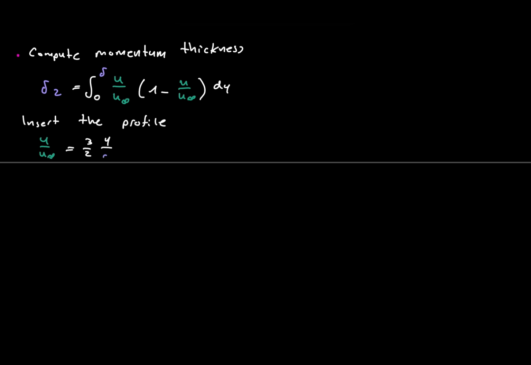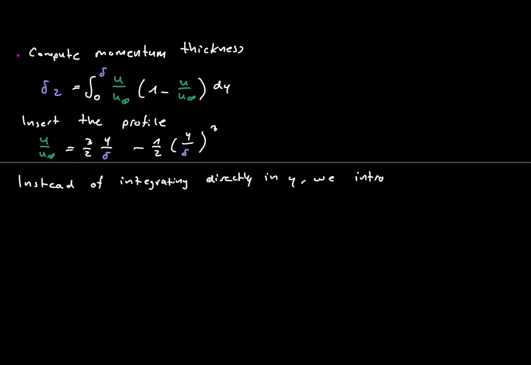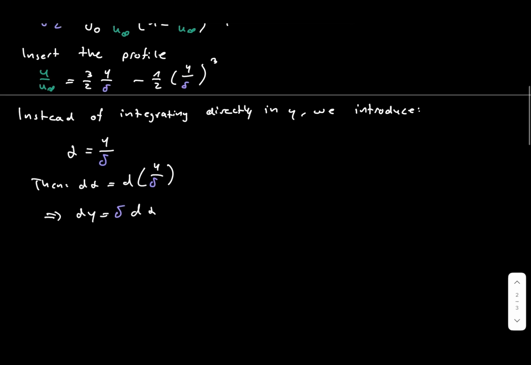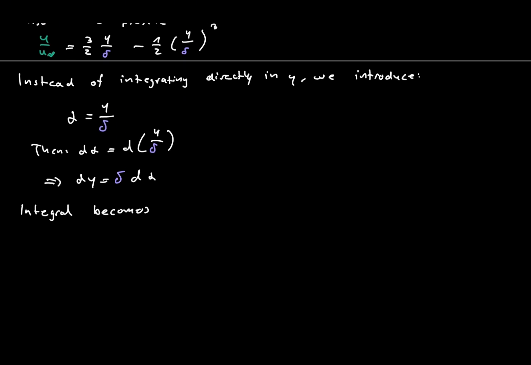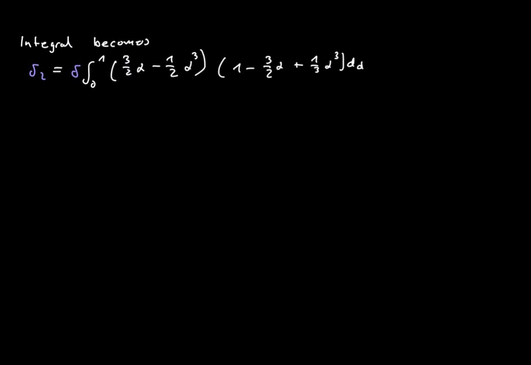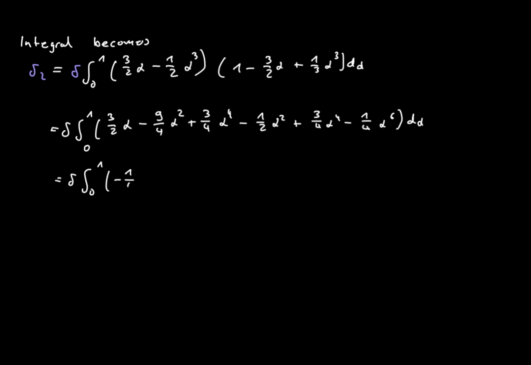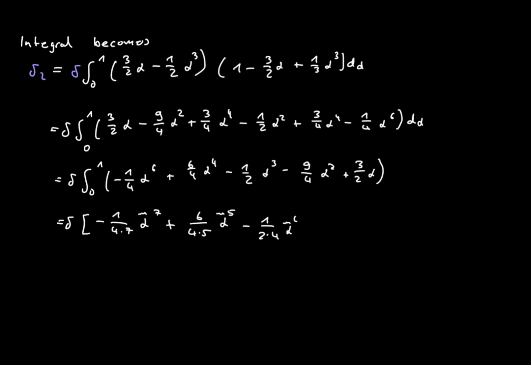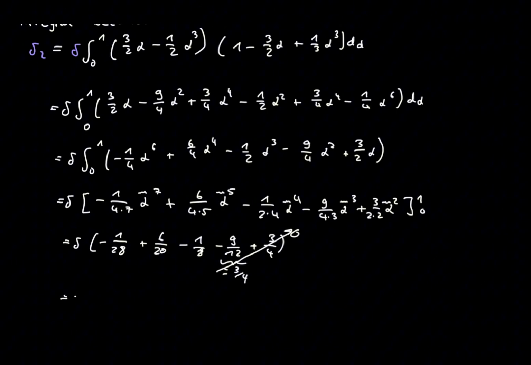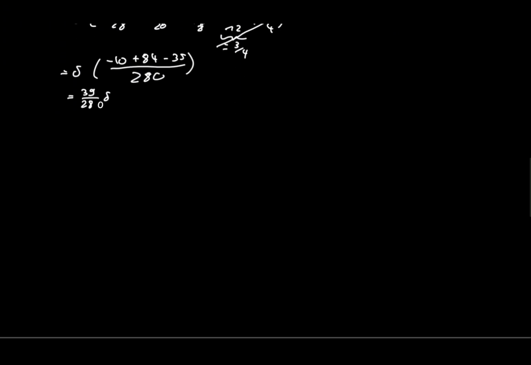To simplify the integration, we introduce a new variable, eta equals y over delta, which gives dy equals delta times d eta. The integral becomes delta times the integral from 0 to 1 of the polynomial expression. After carrying out the integration, we obtain delta 2 equals 39 over 280 times delta. So the momentum thickness is proportional to the boundary layer thickness.